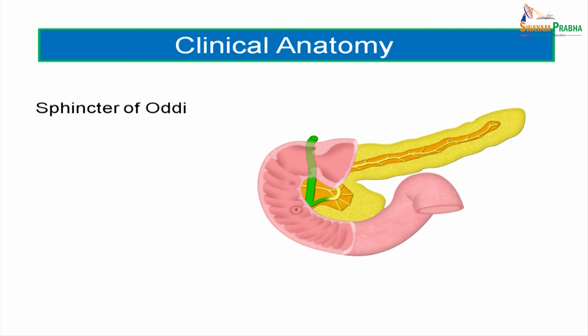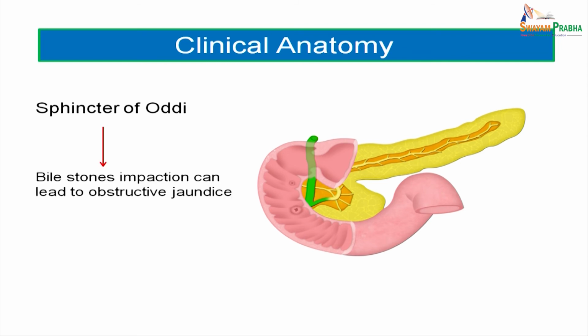So, that is the sphincter of Oddi, which is nothing but a combination of the sphincters of the pancreatic duct as well as the bile duct and the terminal portion of the opening of both those ducts. Since we have this sphincter of Oddi, there are high chances of bile stone impaction in the second part of the duodenum, and wherever there is obstruction, it can result in obstructive jaundice. So, this is the clinical anatomy with respect to the internal features.